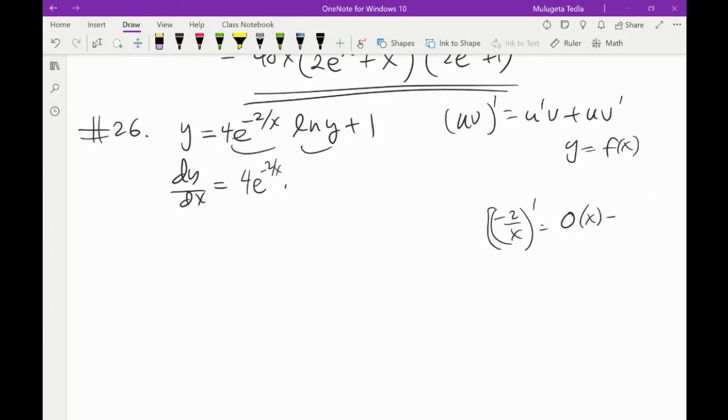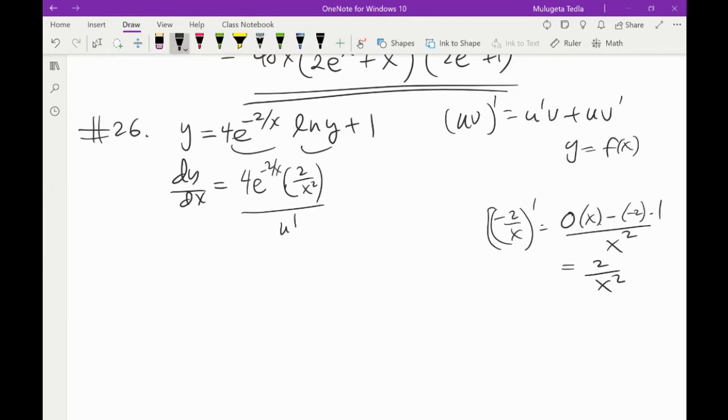Hold on. So I'm using the quotient rule: the derivative of the top, 0 times x, minus minus 2 times the derivative of the bottom, which is 1, over the bottom squared. So it is positive 2 over x squared, the derivative. Now that is u prime.